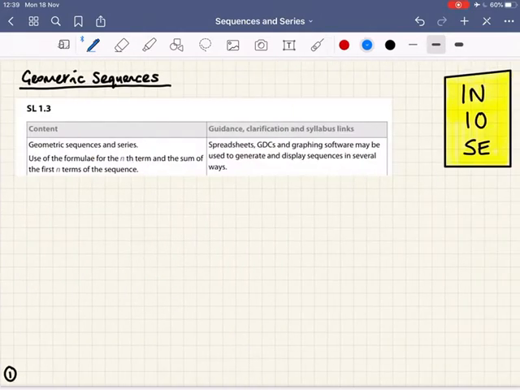There it is in the syllabus book. Geometric sequences and series is SL 1.3. Very important topic, bound to come up.